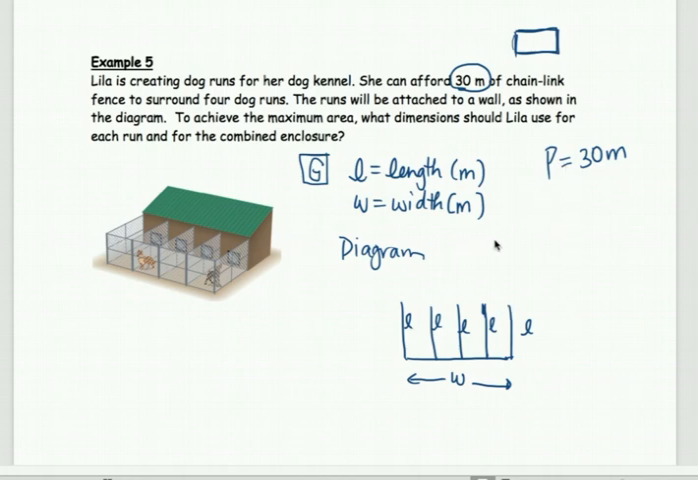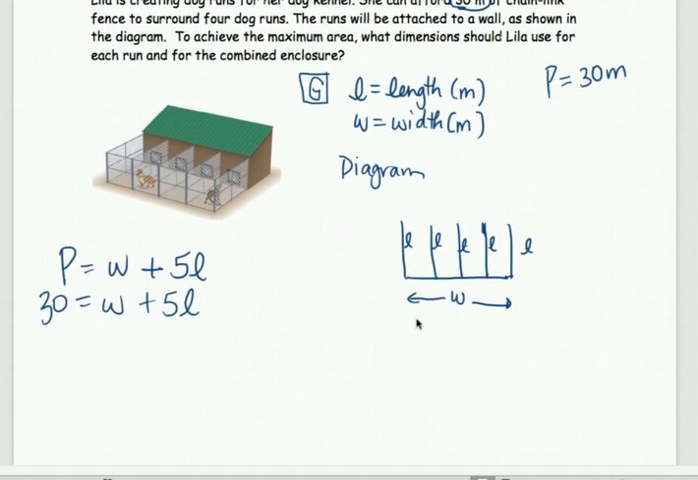So if we're to make an equation here, I have the width. If I'm adding up all the pieces here, I have the width, and then I have 1, 2, 3, 4, 5 lengths. Okay, so when I take my 30 meters of fencing and cut it into all these pieces and make the doggy runs, and say we used every centimeter of this chain link fencing, then it looks like this. So this will equal 30.